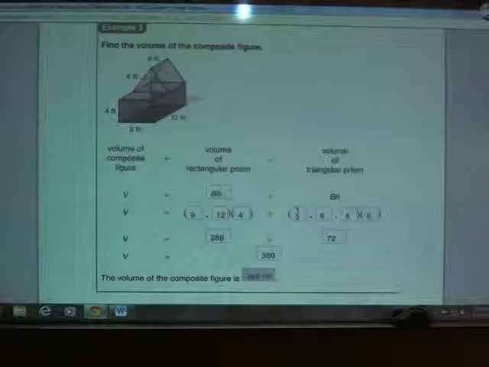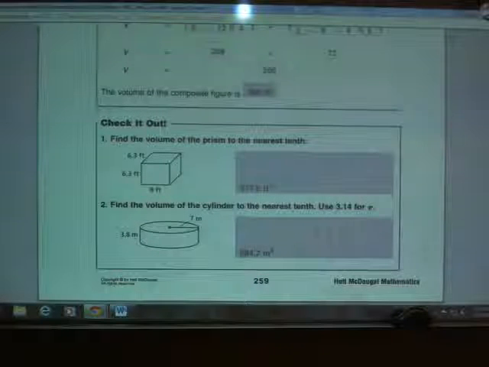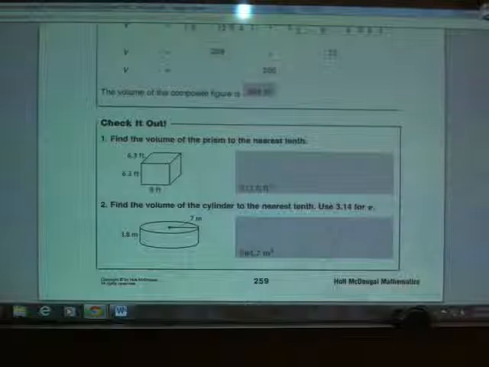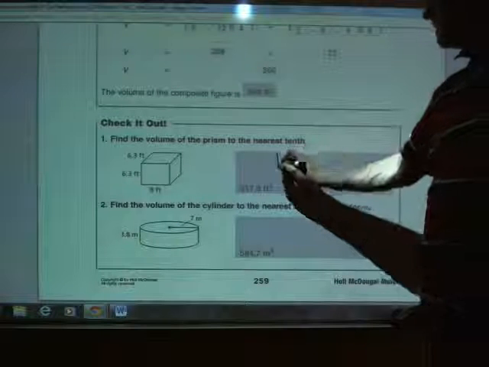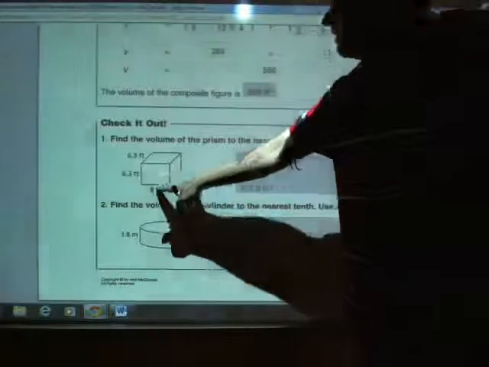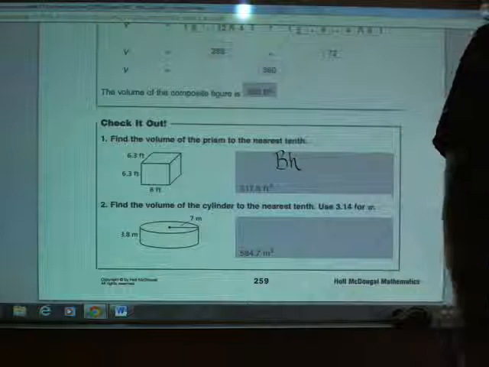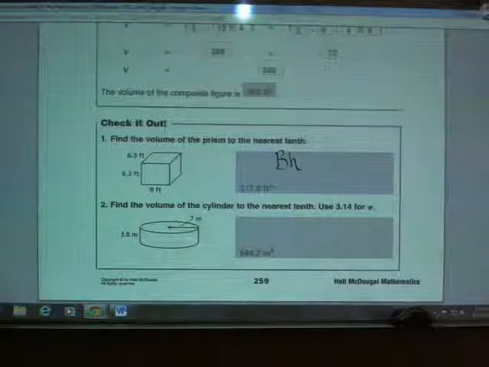All right, so let's go ahead and take a look at the concluding examples here. Number 1, find the volume of the prism to the nearest tenth. So find the area of the base and multiply that by the height. So the base here is going to be this bottom piece here we'll go with right now. This one almost looks like a perfect cube, so really not going to be a big deal.